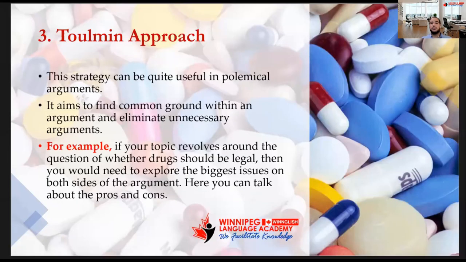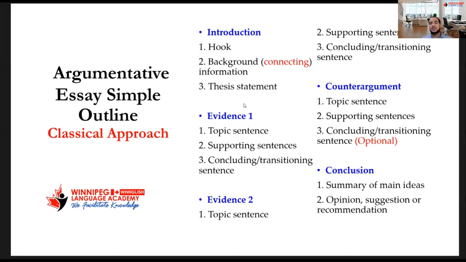All right, so moving on. This is a classical approach, and this is how we can write our argument essay. First, we start with your hook and background information. Write your thesis statement, which mentions your stand. Then you mention evidence one or argument one, why you think it's true or why you think it's wrong. In a topic sentence, you support it with facts, statistics or anecdotes. Conclude or write a transitioning sentence. Then you do the same for evidence two and evidence three.